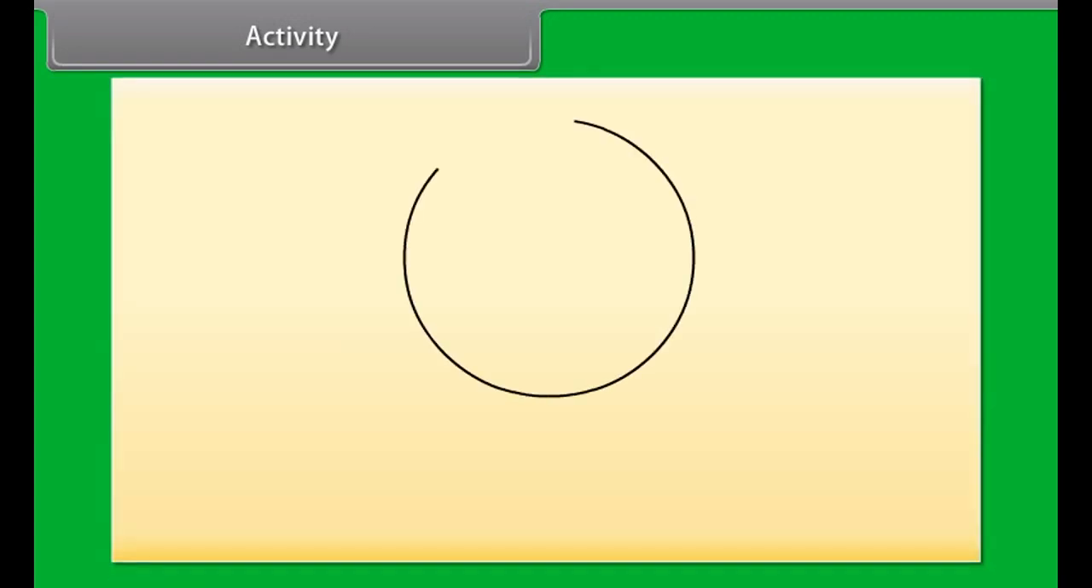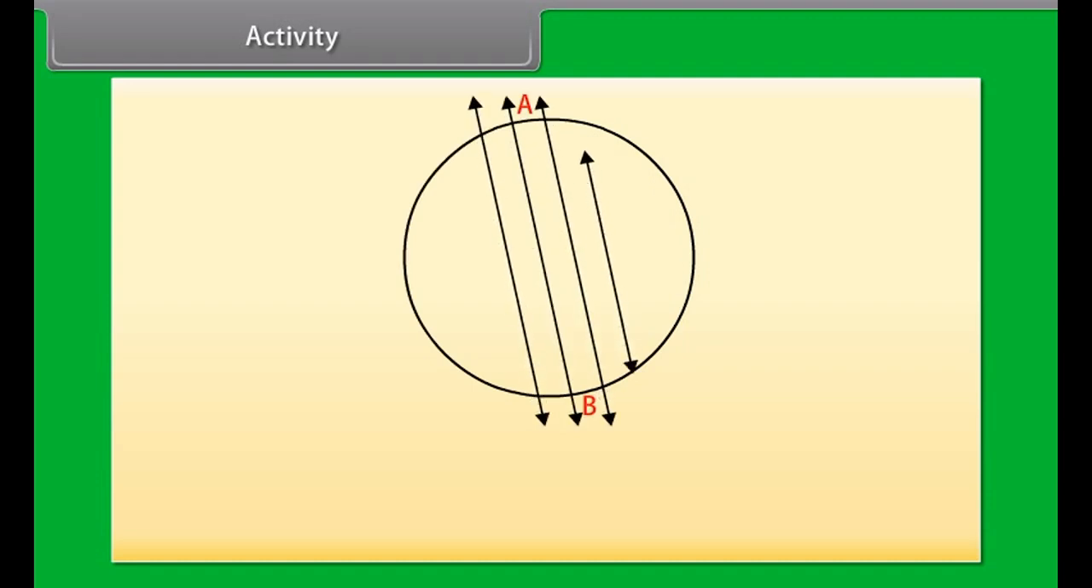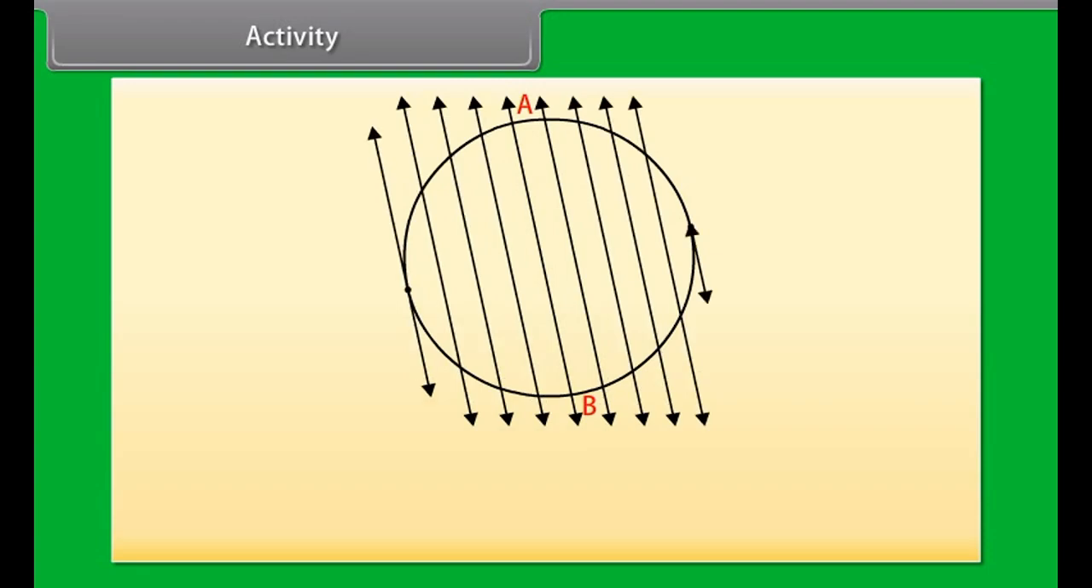Activity. To understand more about tangent, let's do an activity. Draw a circle and a secant AB of the circle. Now on both sides of this secant, draw various lines parallel to it. We will find that after some steps, the length of the chord cut by the lines will gradually decrease, and it becomes 0 on both the sides of the secant. Now look at the positions A dash, B dash, and A double dash, B double dash of the secant. These are the tangents to the circle parallel to the given secant AB.